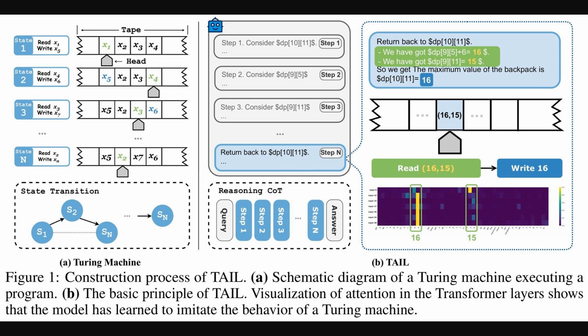On the left, we see a classic diagram of a Turing machine, a simple, theoretical computer. It has a tape for memory, and a head that reads and writes one step at a time. On the right, we see how this is translated for an LLM using a method called Turing Machine Imitation Learning, or TAIL. This method forces the model to reason using a chain of thought, which just means showing its work step by step, like the machine.